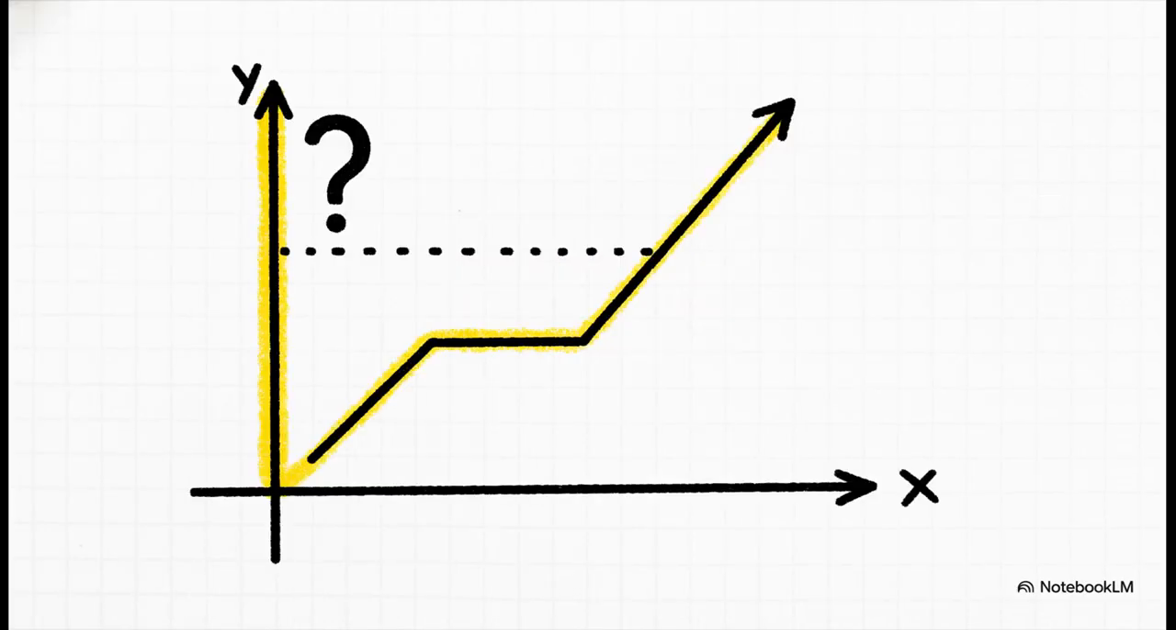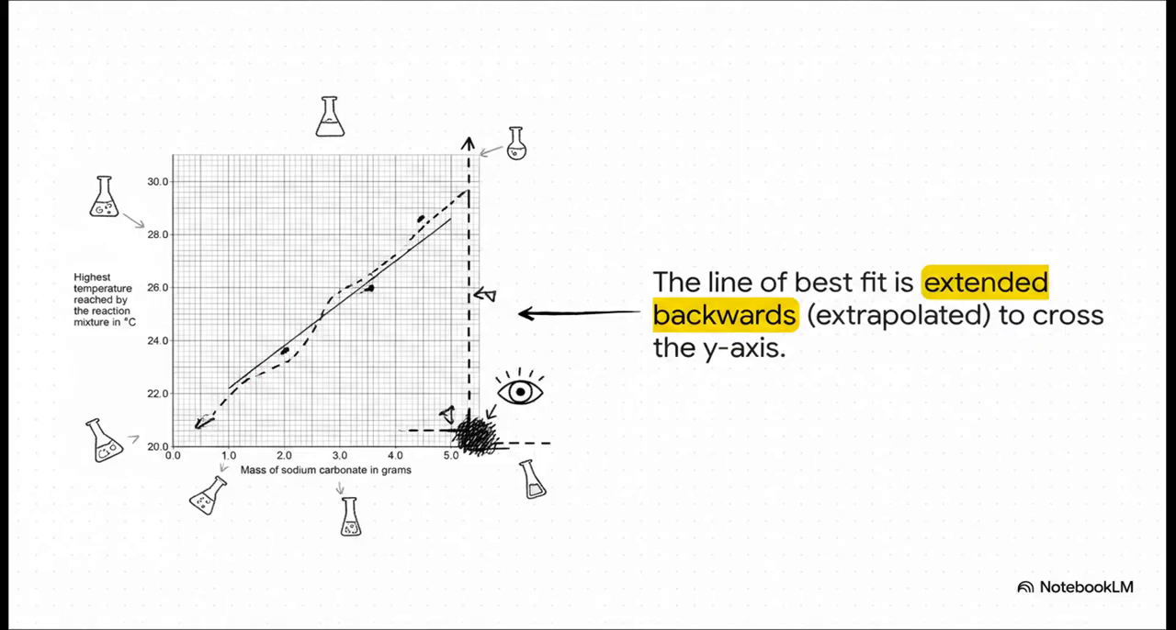All right. Next up, the question wants us to figure out the initial temperature of the mixture. And it even gives us a huge hint. It's the point where the line would hit the y-axis. Which makes sense, right? That's the temperature when the mass of sodium carbonate added is 0. So what do we do? We do something called extrapolating. It sounds fancy, but all it means is you take your ruler and you extend that line of best fit backwards in a perfectly straight line until it crosses the y-axis. Then you just read the number. It's as simple as that.